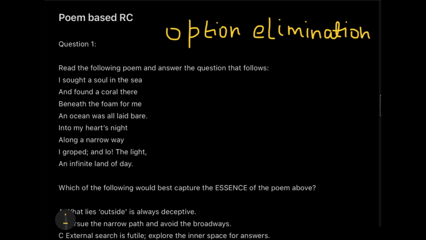All right, let's read the first passage, the first poem, and try to understand the gist of it. I'll not explain that to you as I have already told. I'll just try to give you a summary of it. All right, so let's read it.